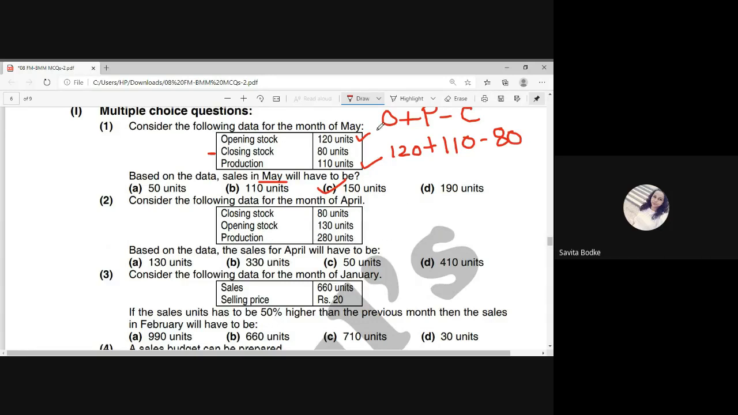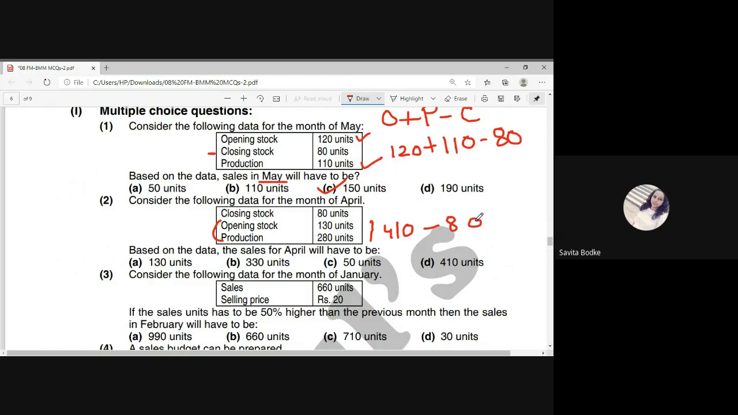As I have already said, what you have to do is take opening stock plus your production, and from that you have to subtract your closing stock. So again I am going to follow the same procedure, that is 130 plus 280. If we do 130 plus 280, the total is 410. Now simply, from this 410 you have to subtract the closing stock of 80.